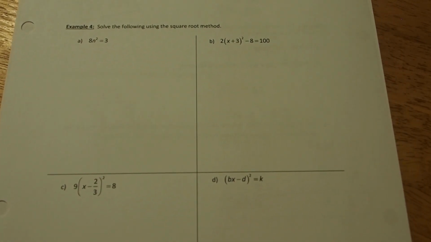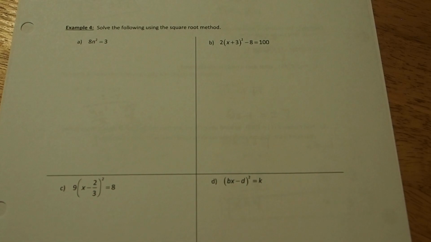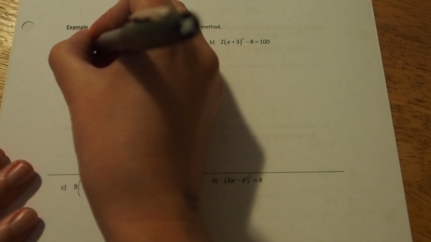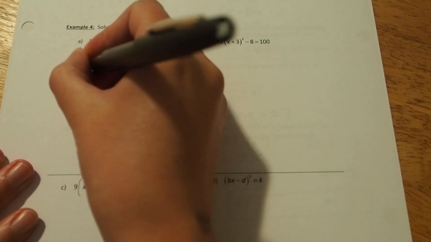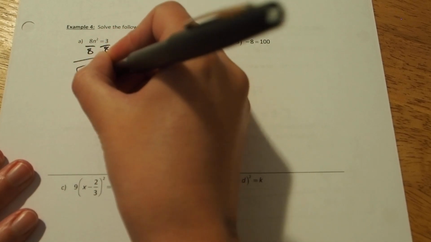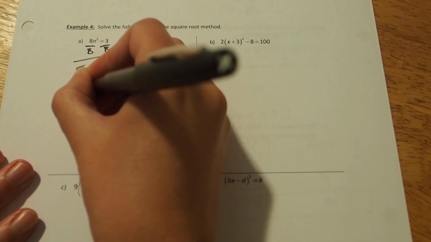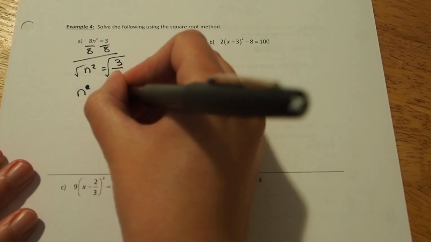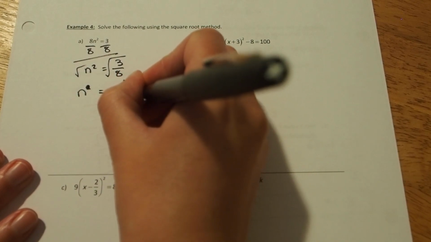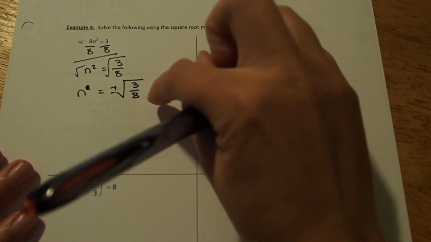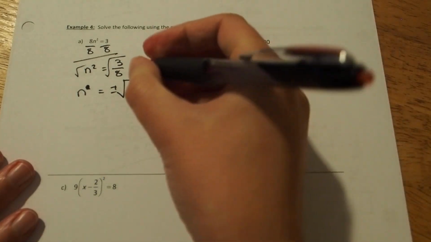Okay, so example 4. My perfect square is not by itself in 8n squared equals 3, so I would divide by 8 on both sides first. So it gives me n squared equals 3/8, and then I would take the square root of both sides. So, I already did the square root, so I don't have n squared anymore, I just have n, equals plus and minus the square root of 3/8. I can't leave it as 3/8 because a fraction is inside the square root, and particularly I have a square in the denominator, so I need to rationalize this one.